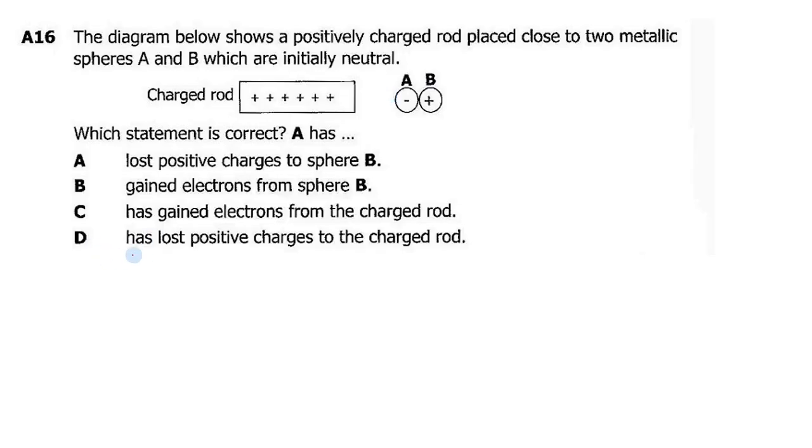But here when they say D, A has lost positive charges to the charged rod, no. So this C makes sense. A has gained electrons from sphere B. So it has gained electrons from sphere B. So the answer is B.